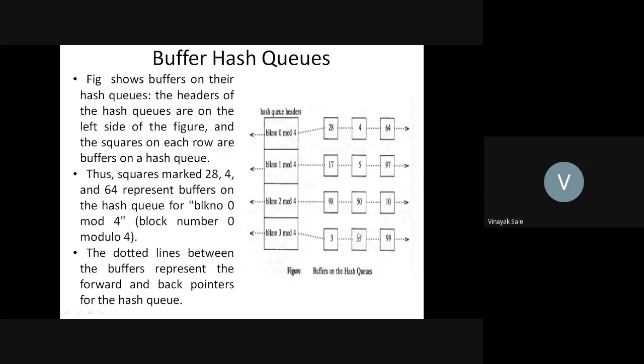Okay, and these are the buffer numbers or block numbers 28, 4, 64 on this hash queue. On block number 0, there are buffers numbered 28, 4, 64. Out of them, some are free buffers, some are busy buffers. Okay, similarly for block 1, block 2, block 3. Did you get it?